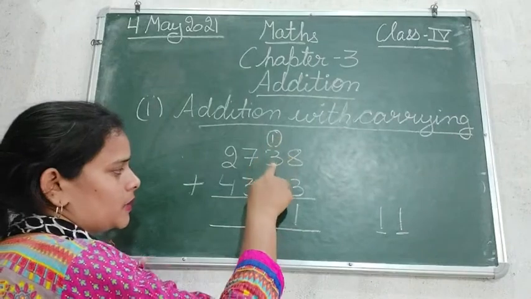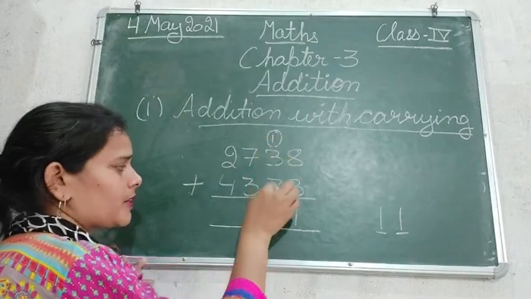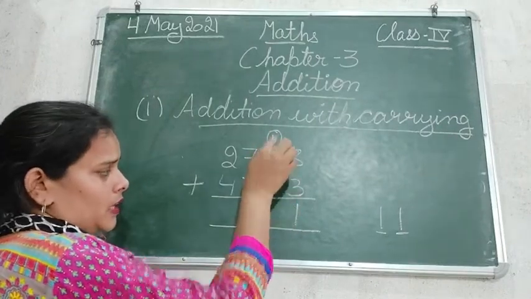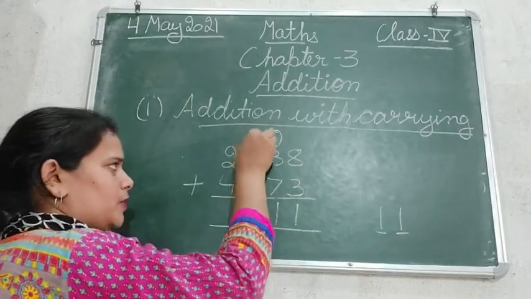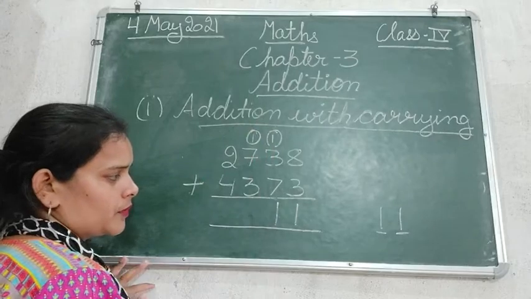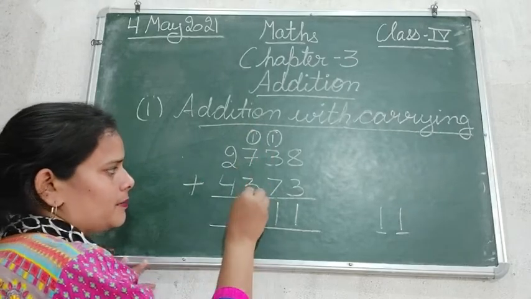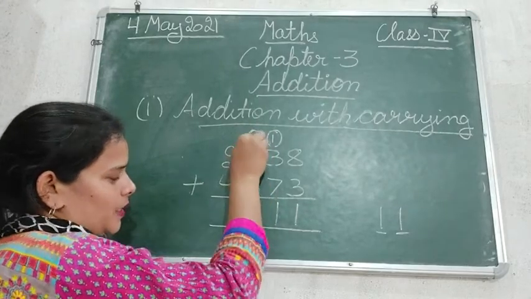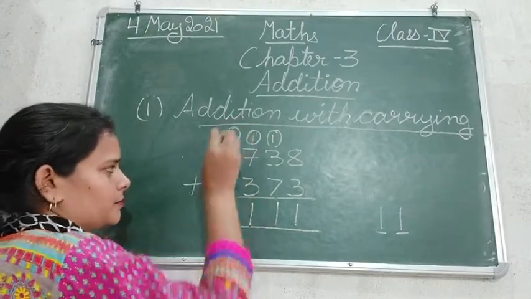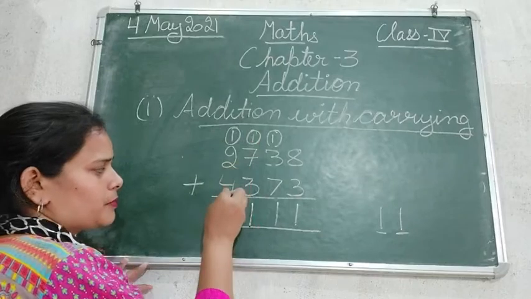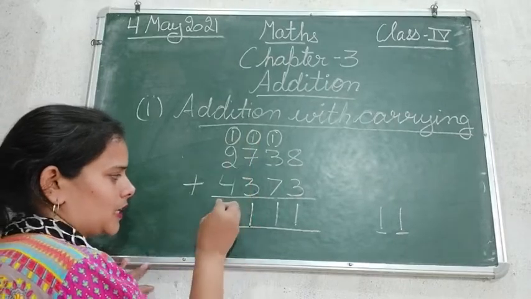Now let's add them. 3 plus 7, 10 plus 1, again 11, 1 here, and another one we will carry to the next number. Next 7 plus 3, 10 plus 1, 11, again 11, 1 here, another one we will carry here. Okay, 2 plus 4, 6 plus 1, that is 7.